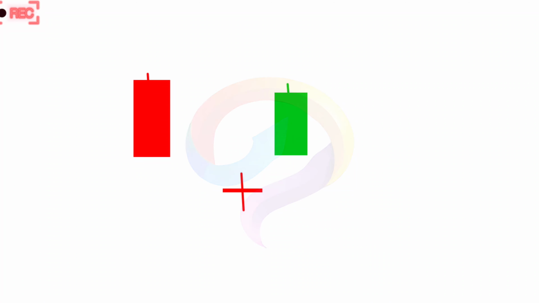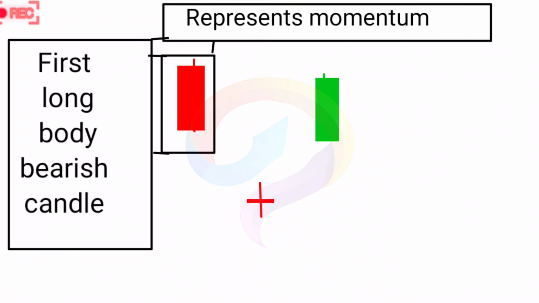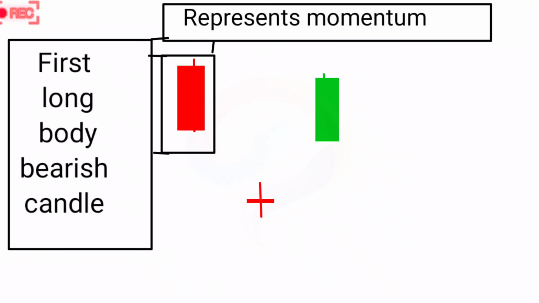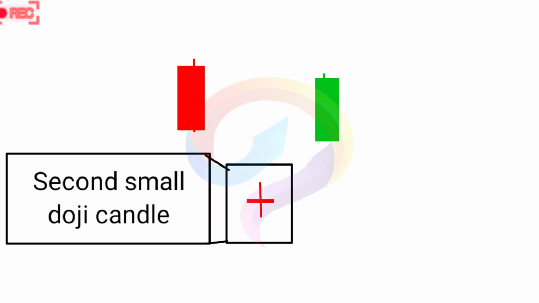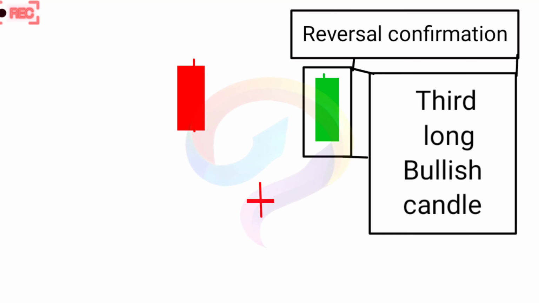The bullish abandoned baby pattern occurs at the bottom of a downtrend. The first candle is a long and bearish candle that represents the momentum of the downtrend. The second candle is a small and bearish candle or a doji that indicates indecision in the market. The second candle doesn't overlap with the first or third candle. The third candle is a long and bullish candle that confirms the trend reversal.